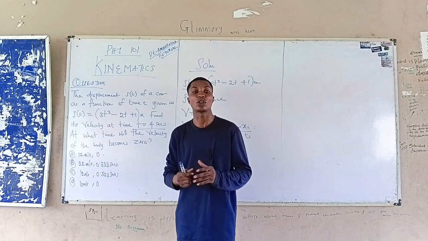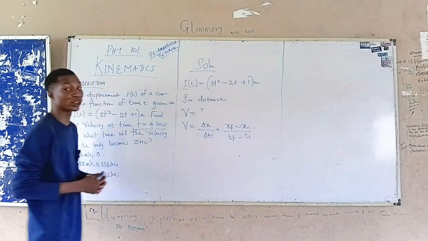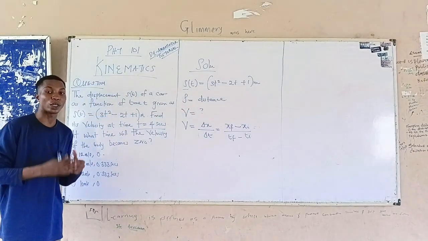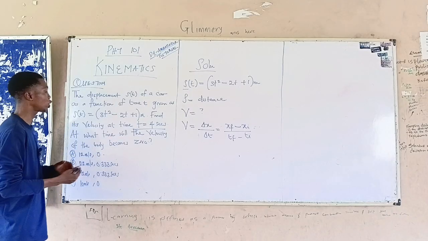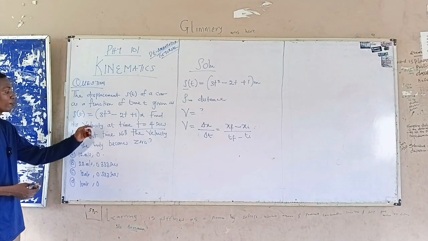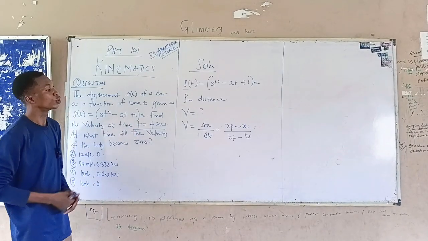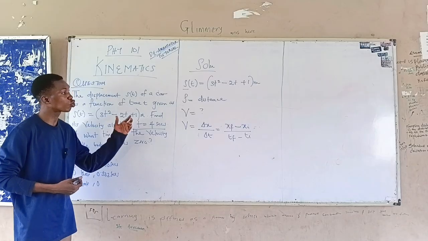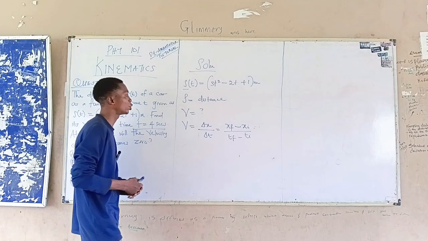So we are given two questions in one. First thing is, what is the kinematic equation? For every kinematic question, there's always a kinematic equation. And the kinematic equation in our question is f(t) = 3t² − 2t + 1, in meters. So the first thing we need to do is to write down the kinematic equation.